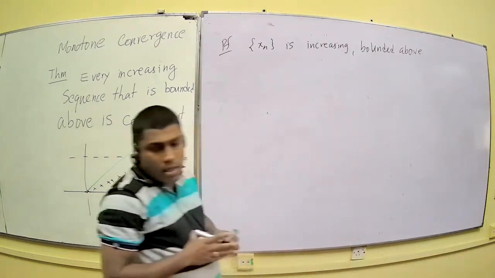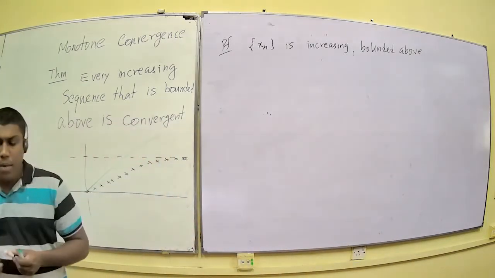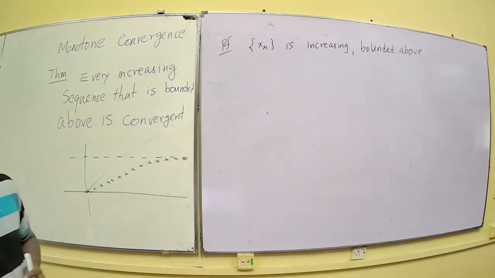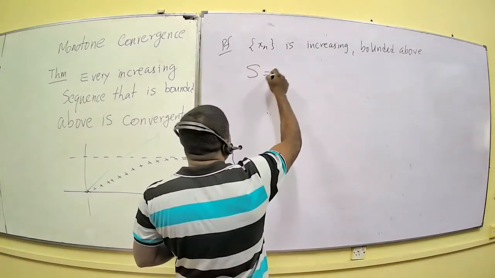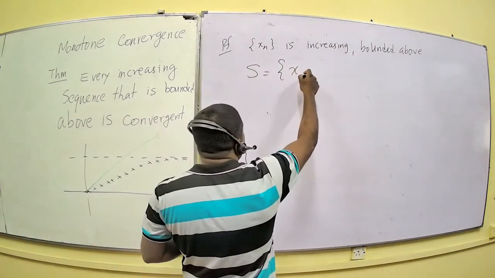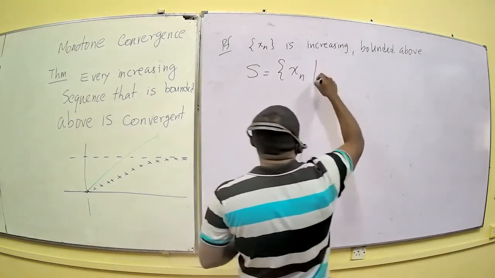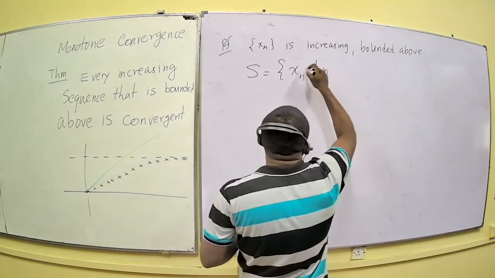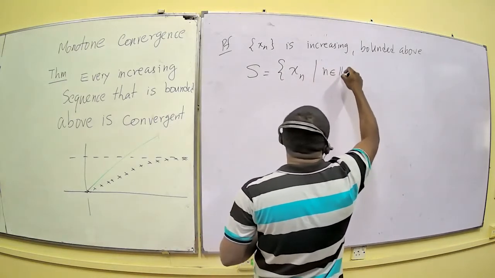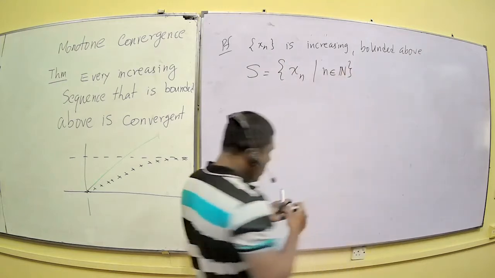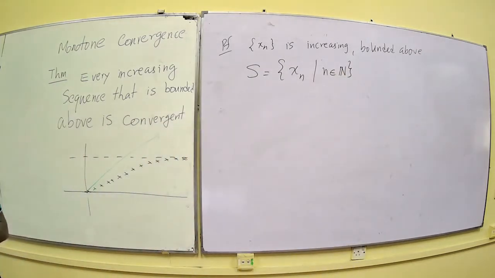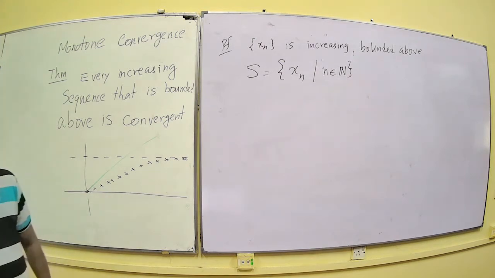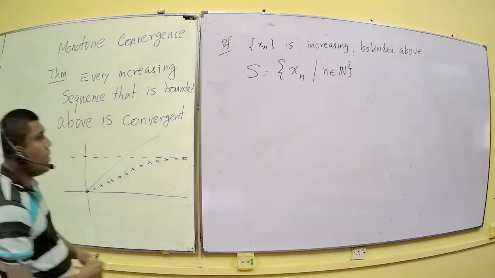Okay, so you have a sequence xn that is increasing and bounded above, right? So you need to show that it has a limit. So let me define a set of all xn such that n belongs to natural number, right? So let us take the set of all values in the sequence, right?